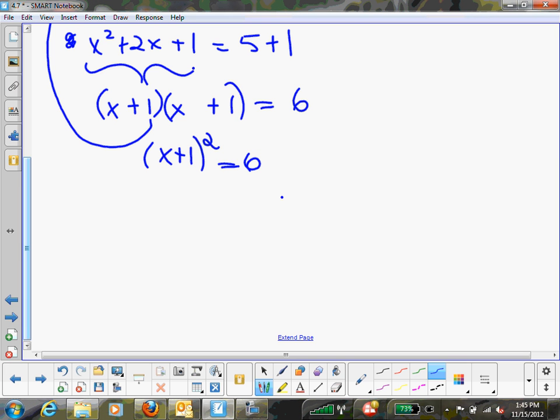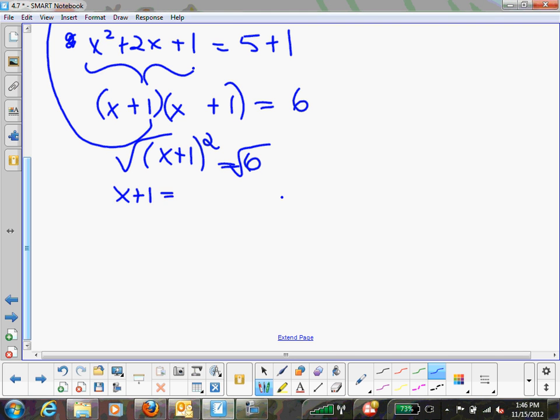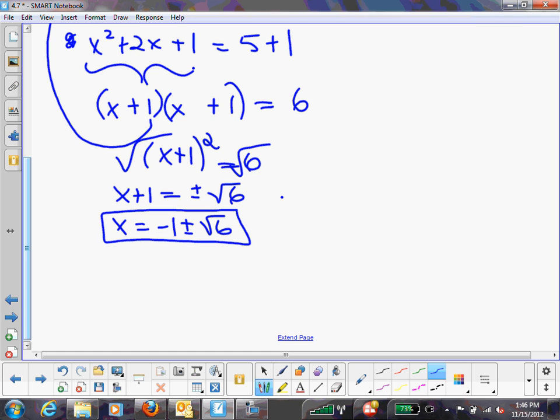Two sections ago, we learned how to solve this, didn't we? Square root both sides. X plus 1 is equal to, what do I get on the right side? Plus and minus square root of 6. Because in an equation, when I take the square root, I get a positive and a negative. How do I finish solving this problem? X is equal to negative 1 plus and minus root 6. This becomes my final answer. There are no decimals under square roots. None. Not allowed. Got it?